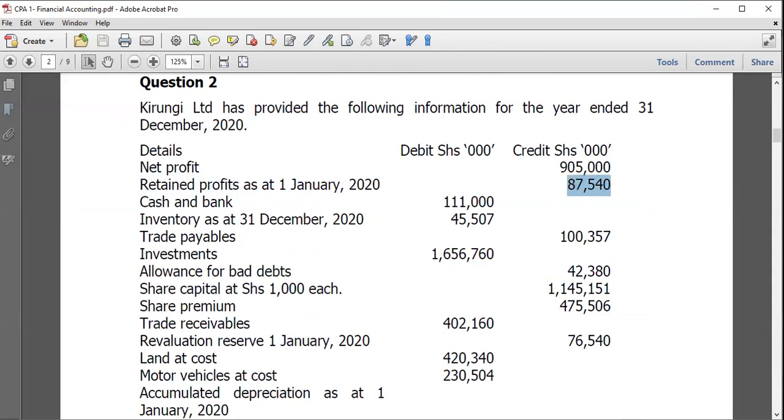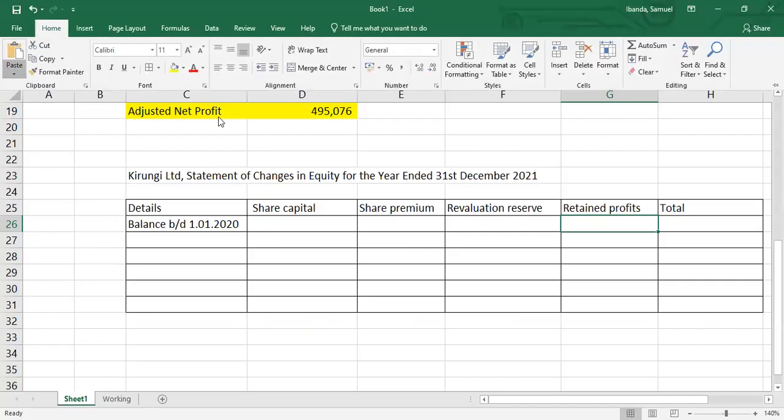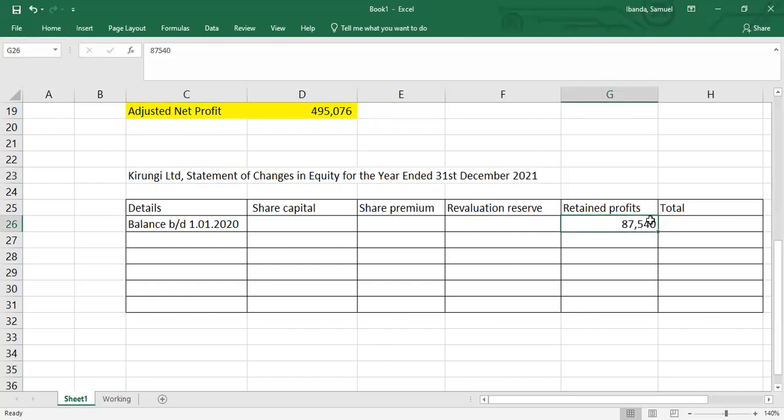So I'll come and put it there. Retained profits, I come and put the amount. Since these amounts are in thousands, you can include the degree of precision of thousands here, or I can just include it in the heading here. And I say that these amounts are in thousands, three zeros, okay? So that it represents everything.